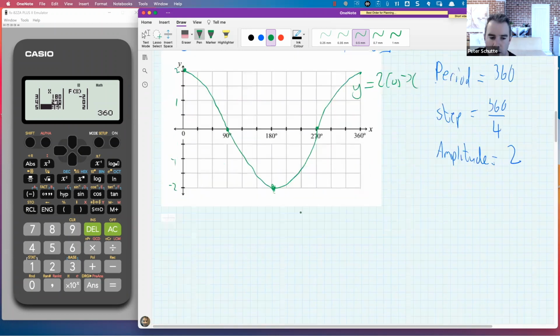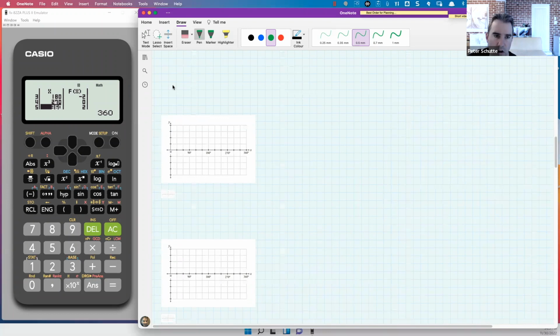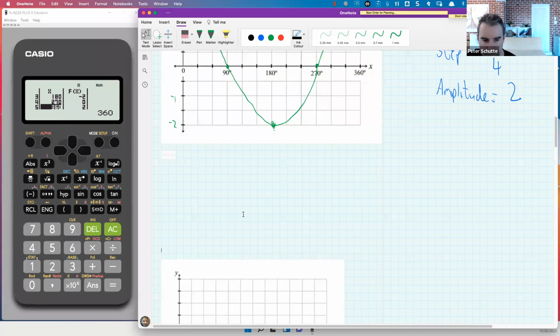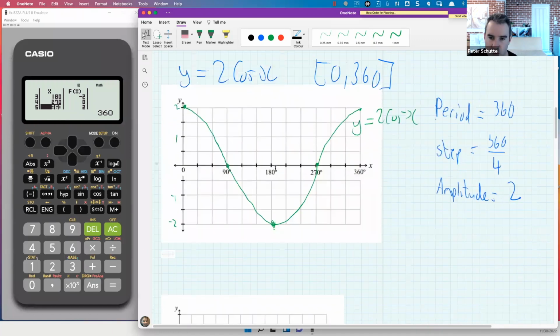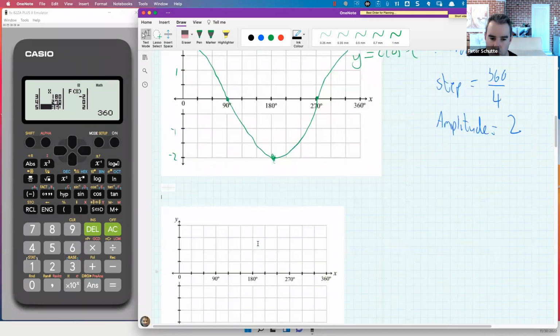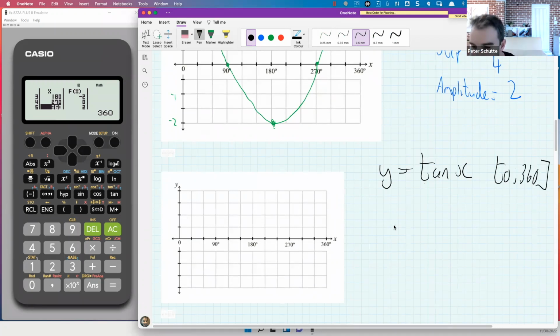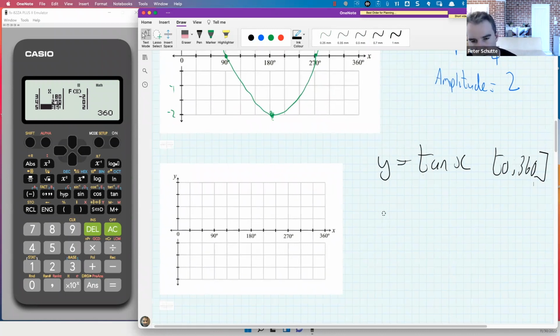Okay. Well, maybe I went a bit quick there. Let's see if I can bring that up. Let's leave both on the screen. Okay, so your next graph that you are going to draw for me is the graph of y equals tan x on the domain 0 to 360. Now, there are some changes with the tan graph. And before we start, I want to ask the class, can you maybe help me in remembering what are some of the key values that are different with the tan graph?